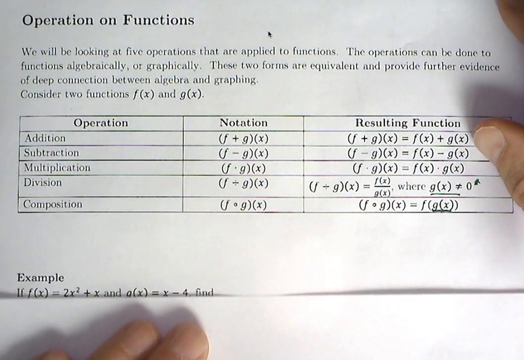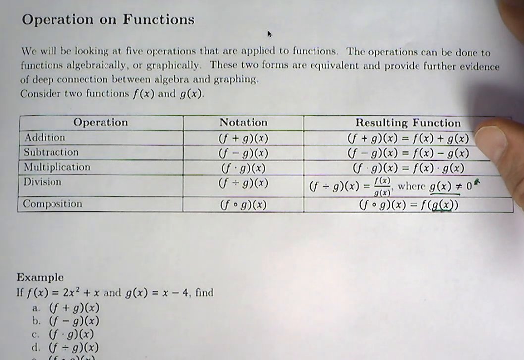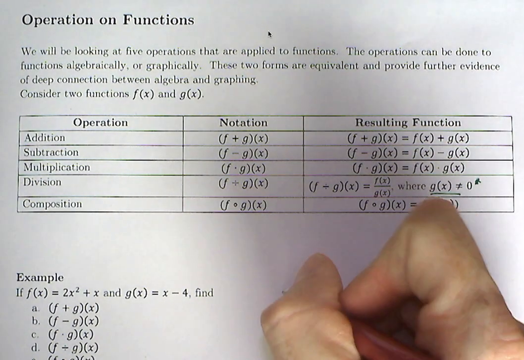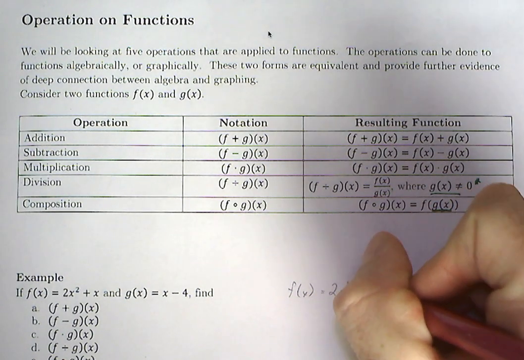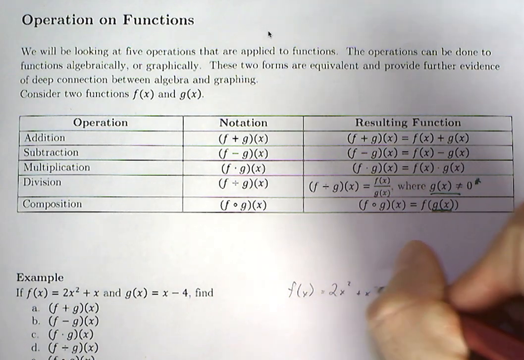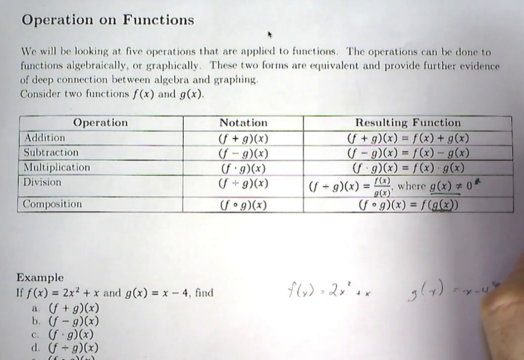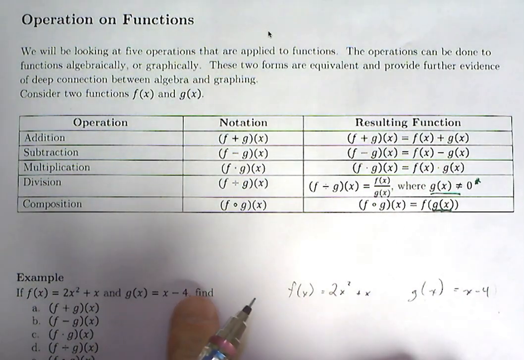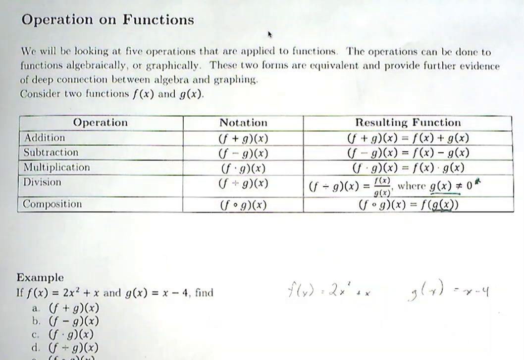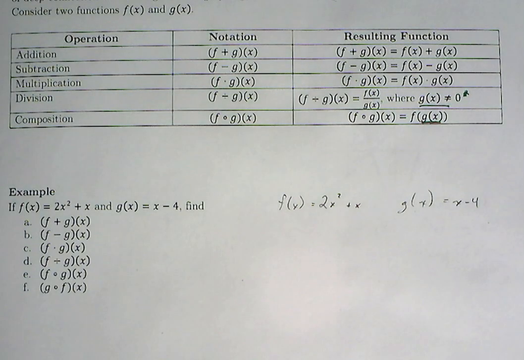So let's just work on an example here. And 4 questions, these 4 questions I'm hoping are going to cement my understanding. So I'm just going to write f of x. Now f of x is 2x squared plus x, and g of x is simply x minus 4. And I got that from the question here. So I'm just going to start on the question. Hopefully we can get started.